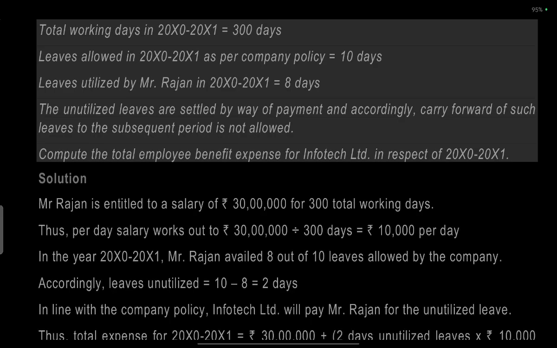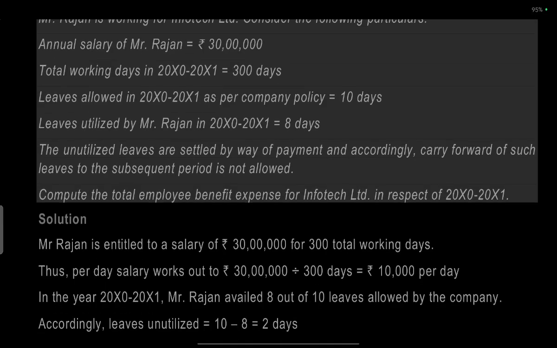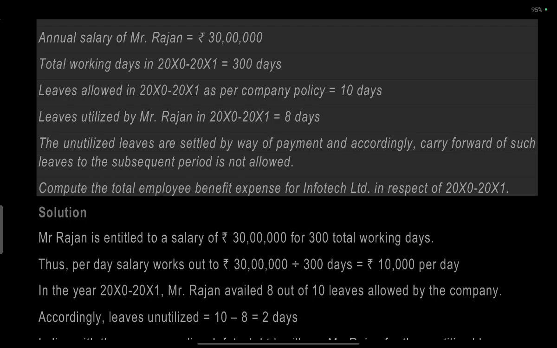Unutilized leaves are settled by way of payment accordingly. Carrying forward such leaves to subsequent periods is not allowed. With the total employee benefit expense of Infotech.